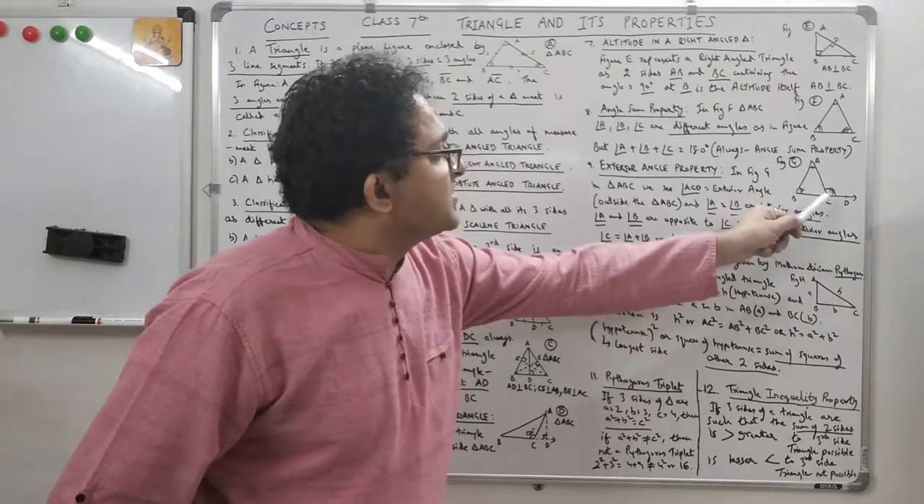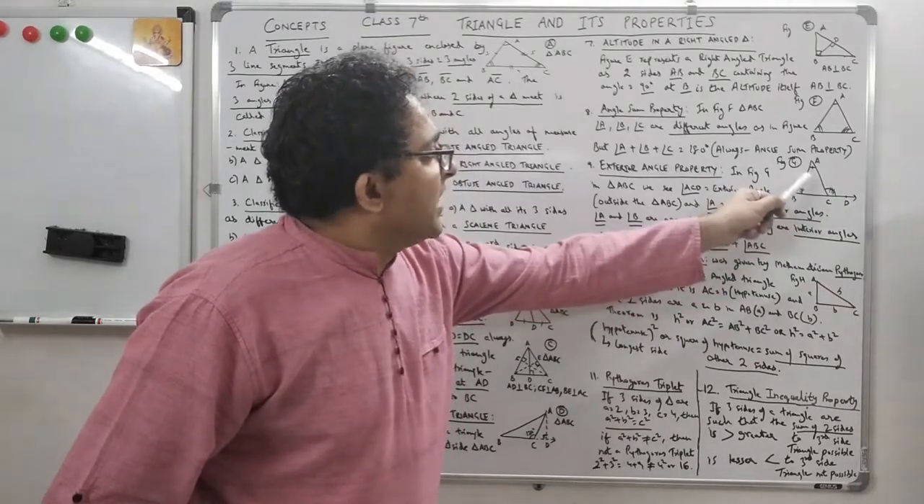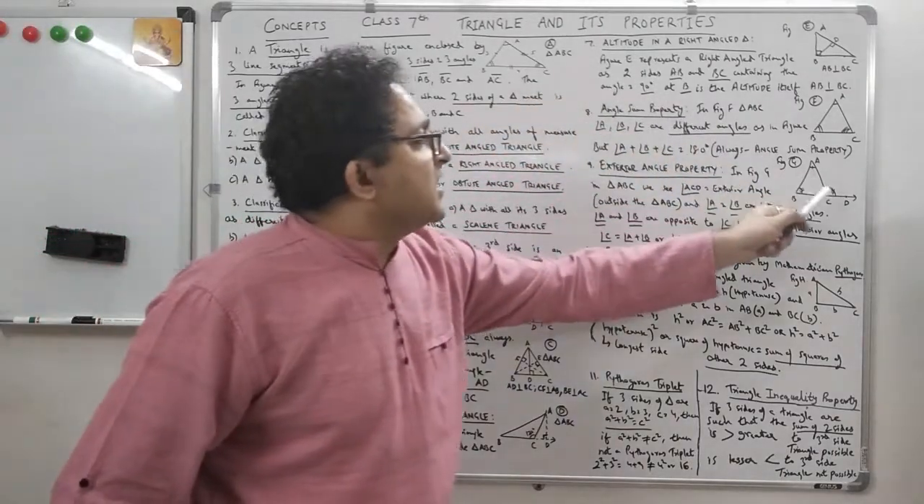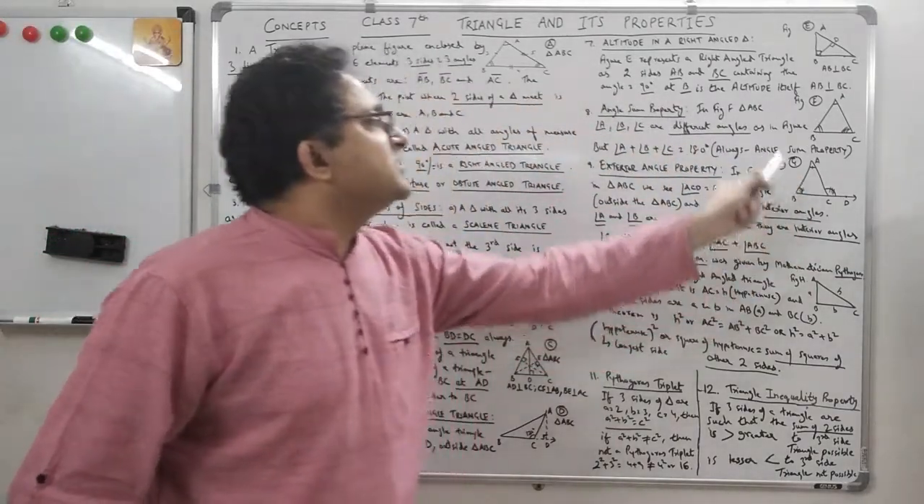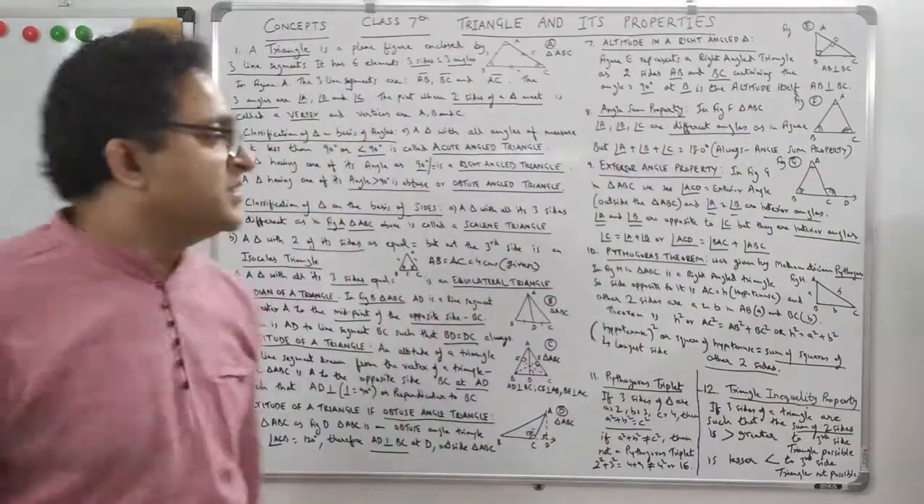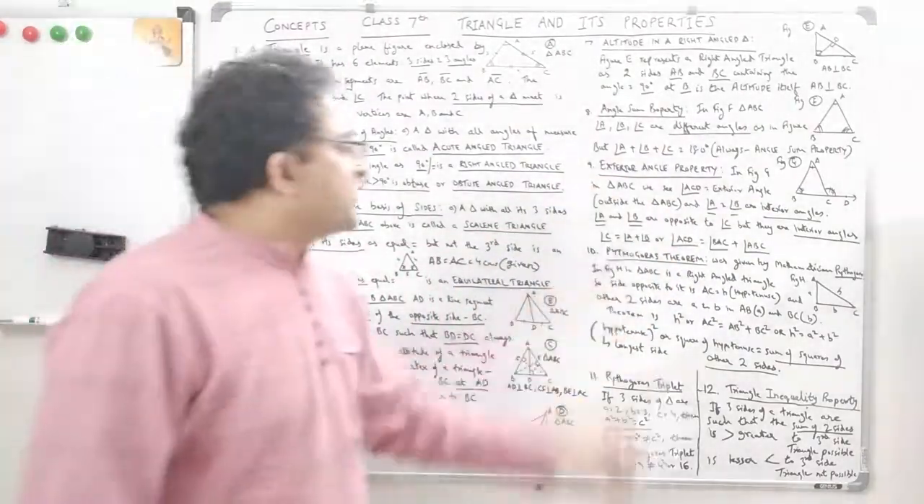Check the exterior angle, check the opposite angles to the exterior angle, and they will always be equal to the exterior angle if you add these two interior opposite angles. Now we talk about the Pythagoras theorem.